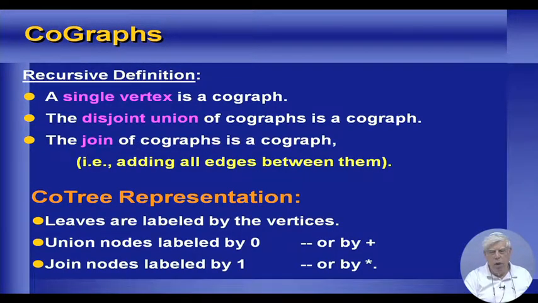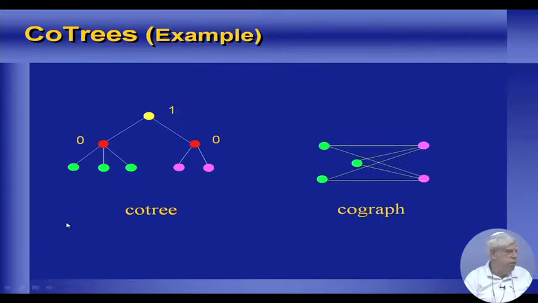And I can record how I build this in a data structure called the co-tree. In this data structure, as we'll see in an example in a minute, the leaves of this co-tree will be labeled by the vertices themselves. The union operation, the disjoint union, will be a parent labeled 0, and the join operation will be a parent labeled 1. Here on the right is my cograph. Here is the co-tree. Let's look at the co-tree and see how we built this cograph.